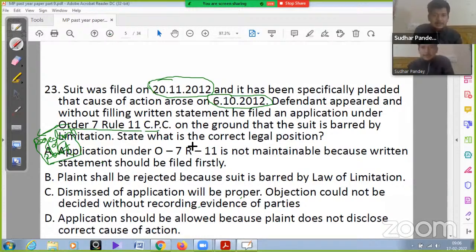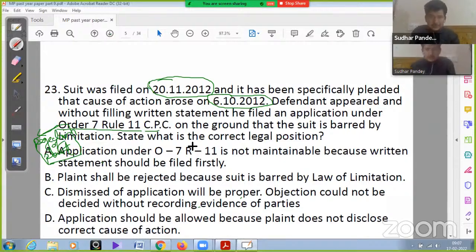Option A, application under Order 7 Rule 11 is not maintainable because the written statement should be filed first. Option B, the plaint shall be rejected because the suit is barred by the law of limitation. Option C, dismissal of the application will be proper; the objection could be decided without recording evidence of the parties. D, the application should be allowed because the plaint does not disclose a correct cause of action. So what should be the correct answer for question number 23?